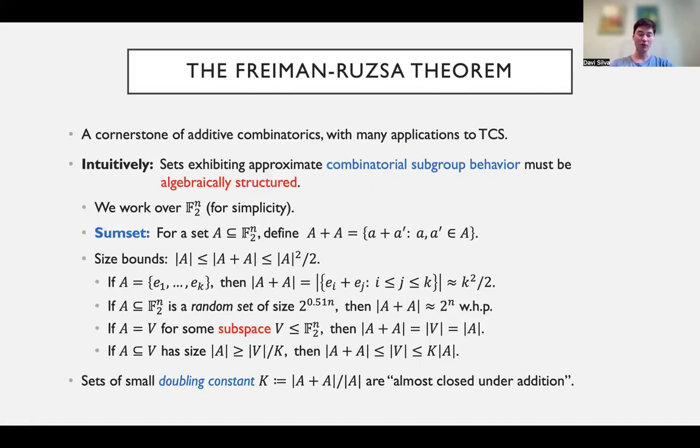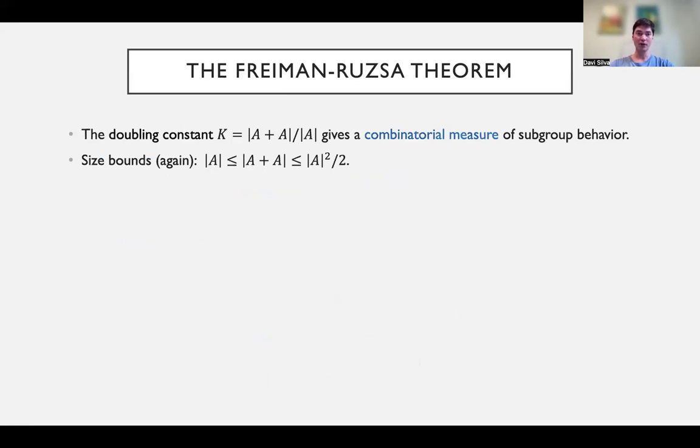In these examples, and also more generally, we can think of sets having small doubling constants, where the doubling constant is just the size of the sumset divided by the size of the original set, as being almost closed under addition. That's why they have small doubling constant, essentially. In other words, we can think of the doubling constant K as giving a combinatorial measure of subgroup behavior. If we are close to the lower bound, then we are almost closed under addition, so this gives a combinatorial measure that you are close to being a subgroup. While if you are close to the upper bound, then you are very far away from being a subgroup, essentially.